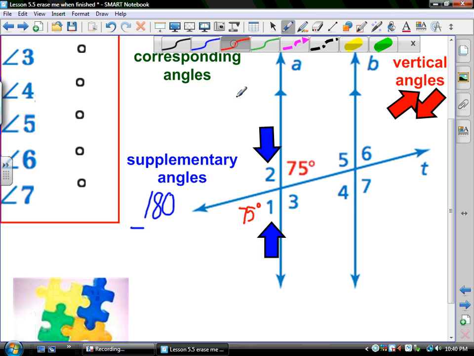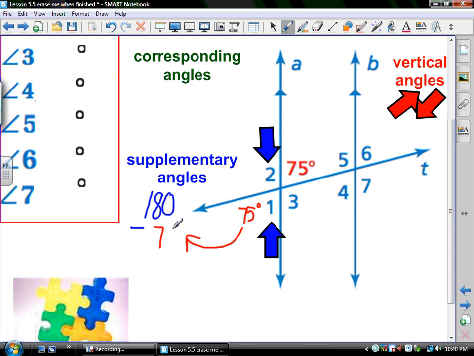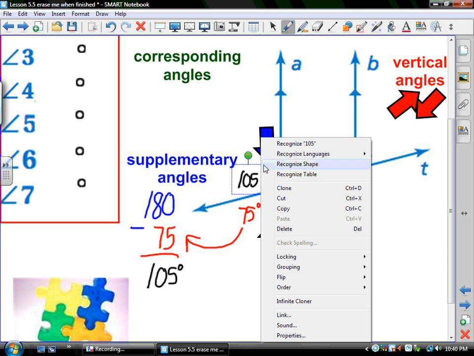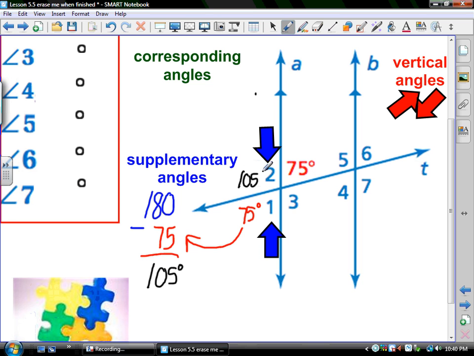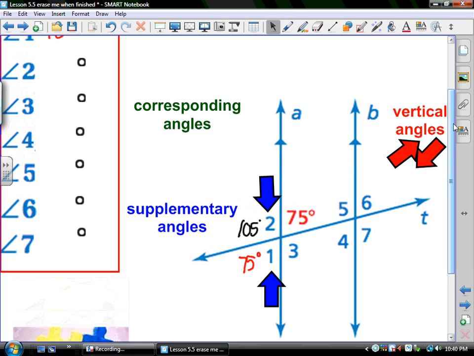subtract 75 degrees. And when I do that, we should get 105. So angle 2 has to be 105. Okay, I got it right. 105 and 75 have to give you 180. So, get rid of my little scratch work here. And let's say angle 2 is 105 degrees.